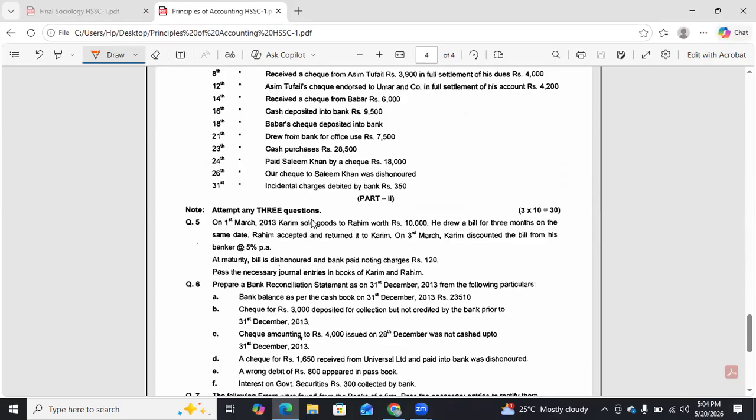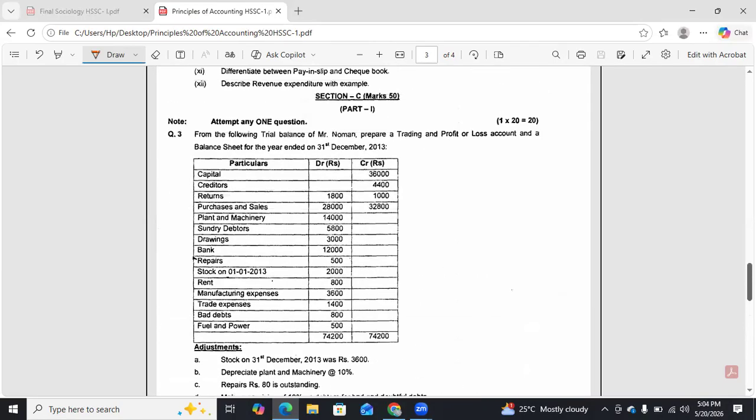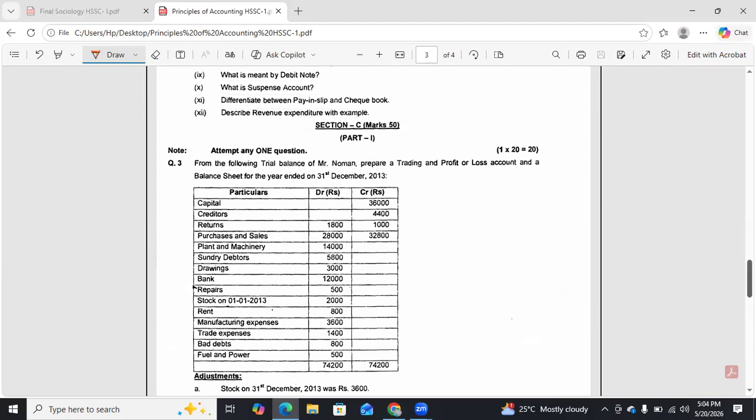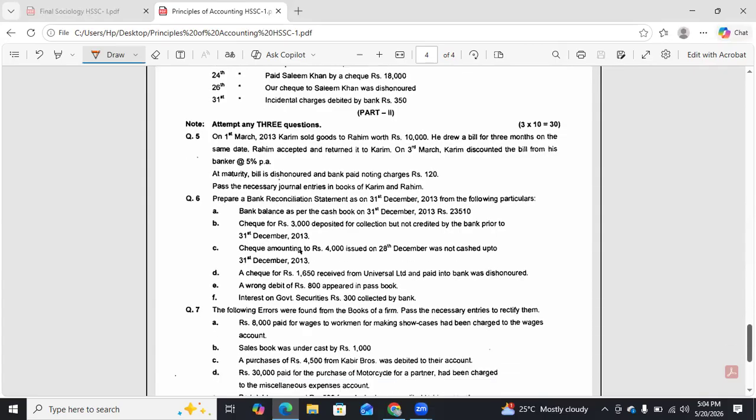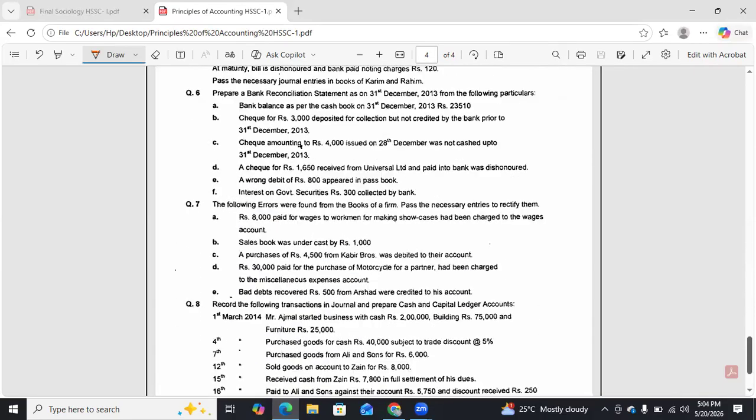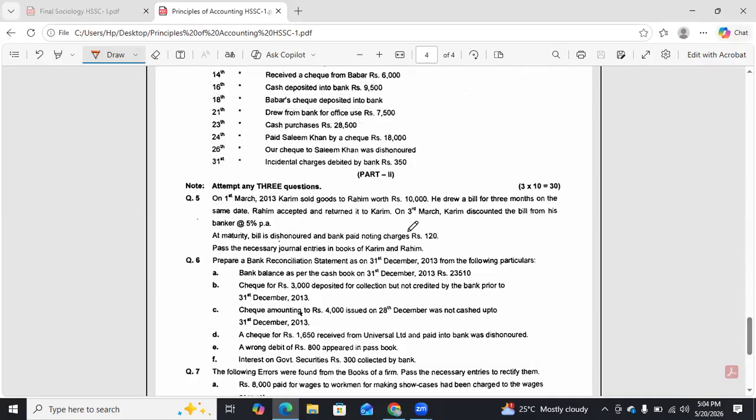Attempt any 3 questions. In part 2, out of these 2 questions, you have to attempt 1. But in part 2, you have to attempt 3 questions. These are basically 4 questions. Out of these 4, you have to attempt 3.